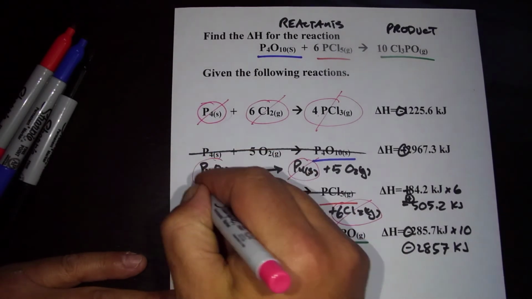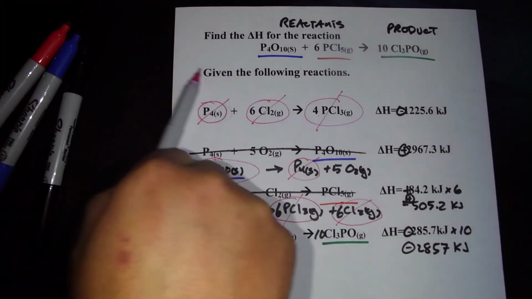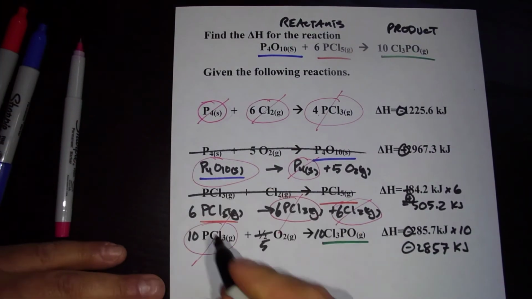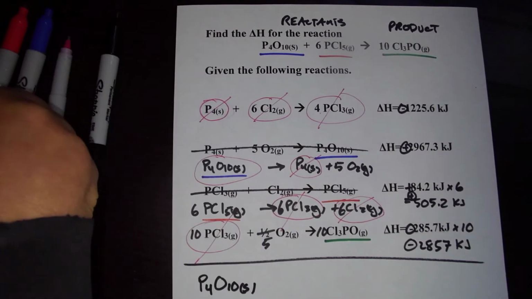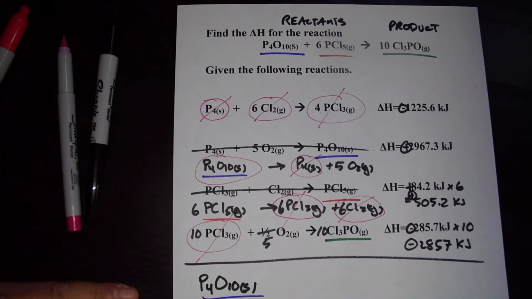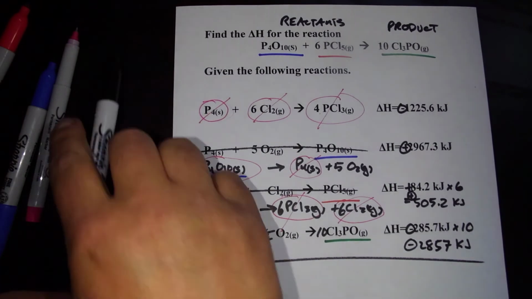This one we want to keep right where it's at, so I'm going to write that one down below. So I'm going to add all of these together, and I'm going to get P4O10 solid, and that matches up with up above, so we're good. And now let's go across over to here.